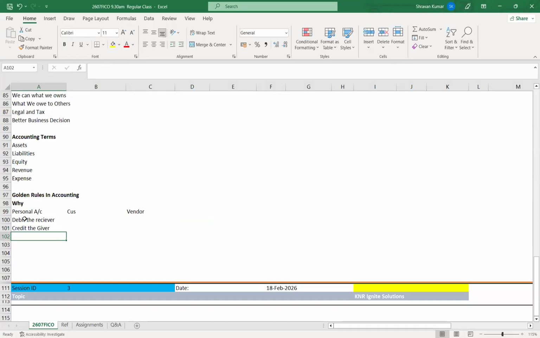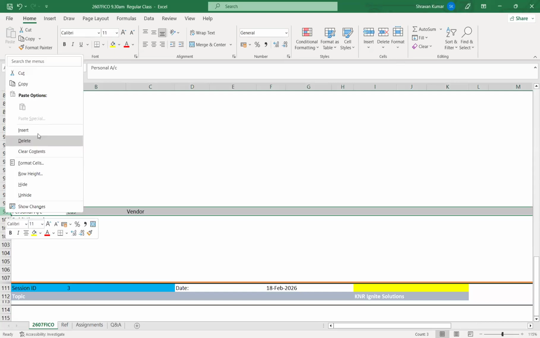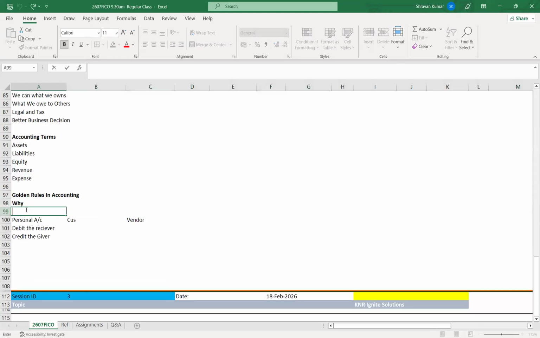Shravan asked, can we name this as types of accounting as well? We can name them as types of accounts as well, but generally the term used is golden rules in accounting. If the interview question is, what are the types of accounts, we can answer this question as well. Correct, there are three types: personal, real, and nominal.